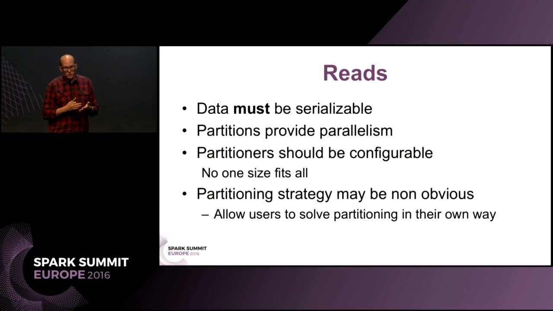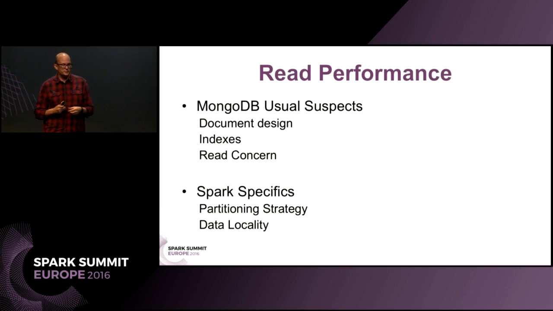The thing you have to realize is that everything must be serializable. So your configuration and the data that you send across must be serializable. And the partitions are the things that provide parallelism, so you can actually distribute out and use multiple workers. And if no one size fits all, you should make your partitioners configurable. So if you just have a trait, make sure you can load up other people's implementations of it. Depending on your use case, it may be non-obvious. For a document database with thousands of different users, it is non-obvious. I can't provide one size fits all of the best one. So allow users to solve that their own way if they need to.